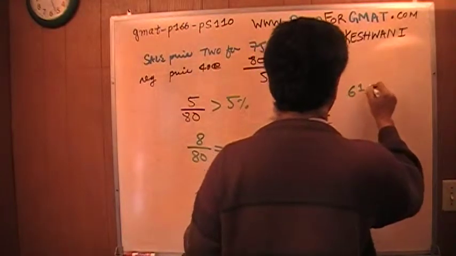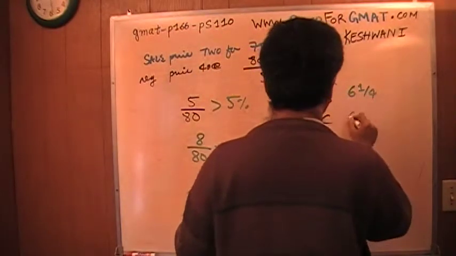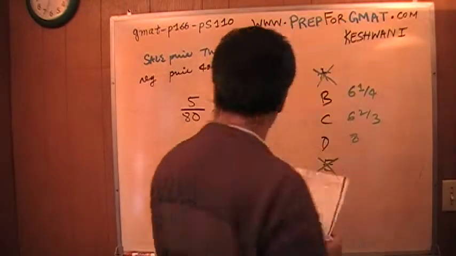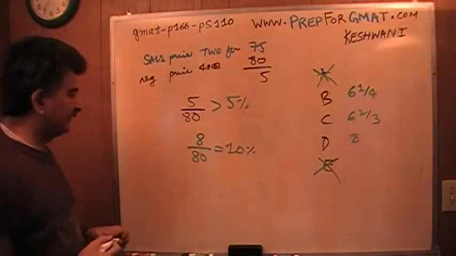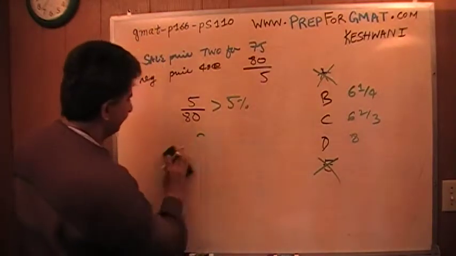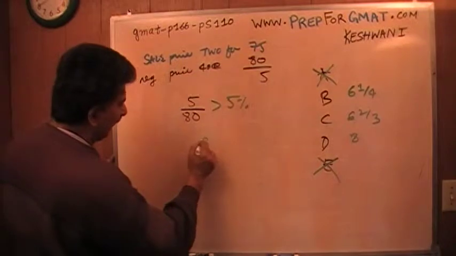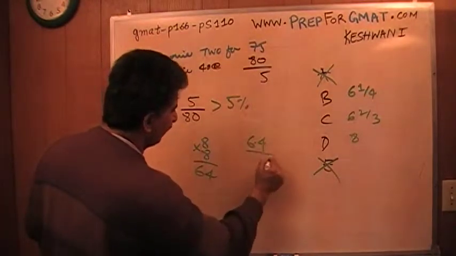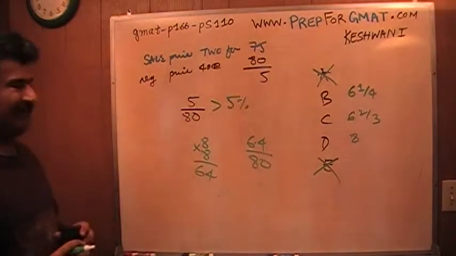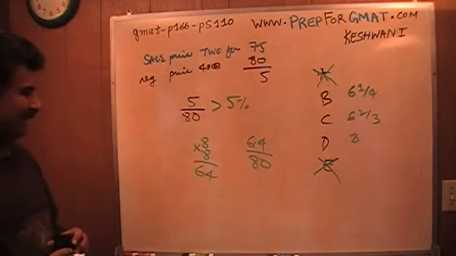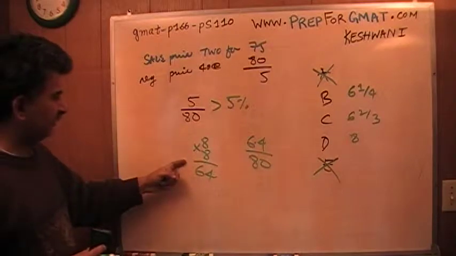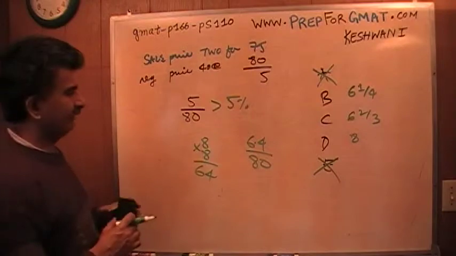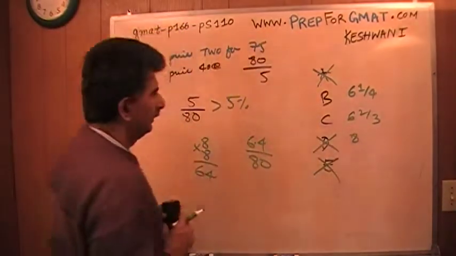6 1/4, 6 2/3, and 8%. Now let me tell you how I will figure out that it is not 8%. Because we're talking about 80, I know 8 times 8 is 64. The 8% would have to be 6.4 over 80. That's how we find quickly the 8%, because 8 times 8 is 64. 6.4 divided by 80 would be 8%. We're dealing with only 5. This is too big.